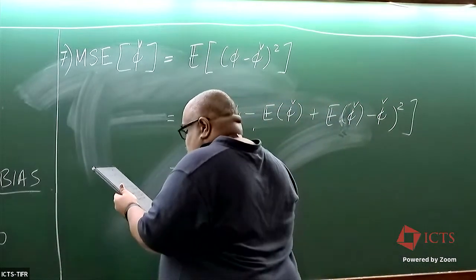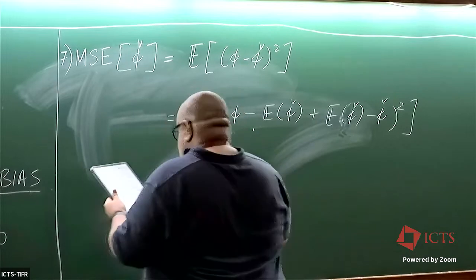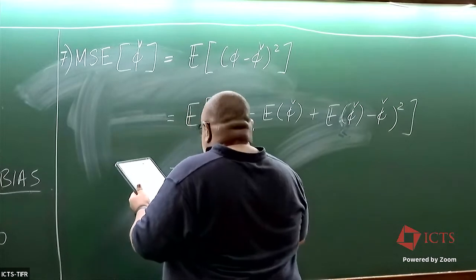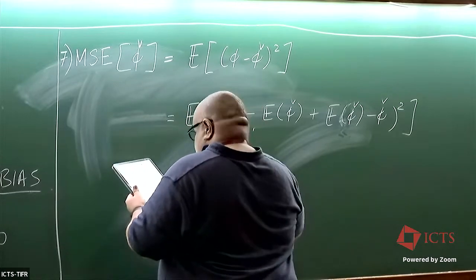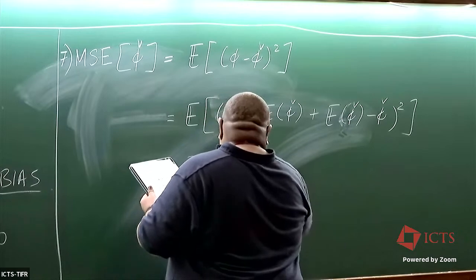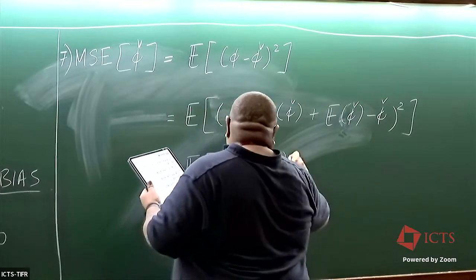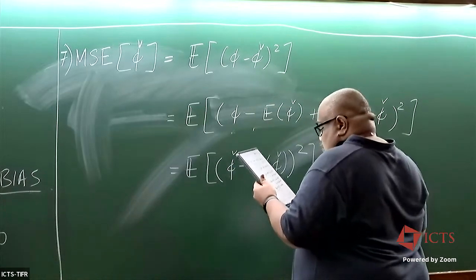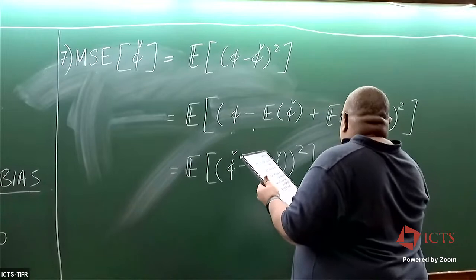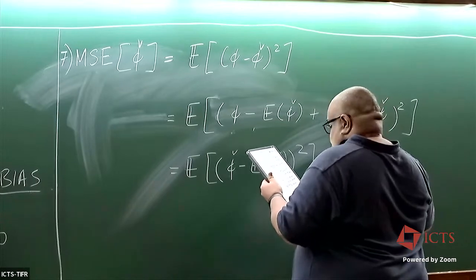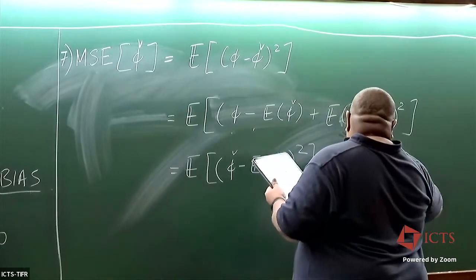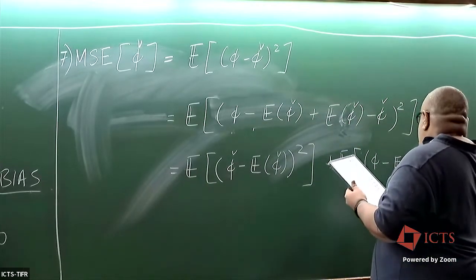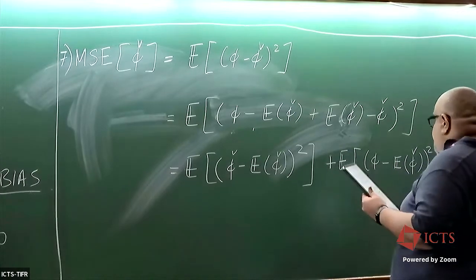And so with this, what you can establish, and I welcome you to establish this, is that this is, I just write the final formula: the expected value of phi hat minus expectation value of phi hat, whole squared, plus the expected value of phi minus, whole square, right?